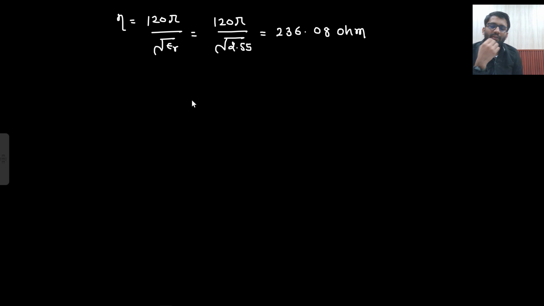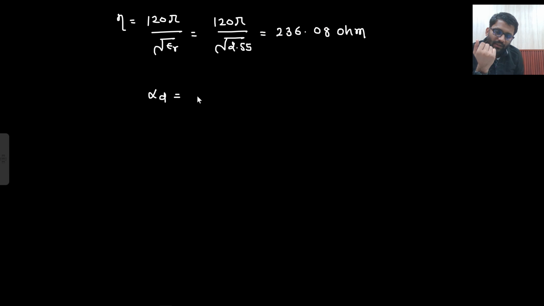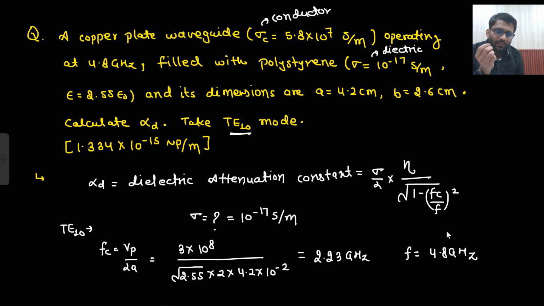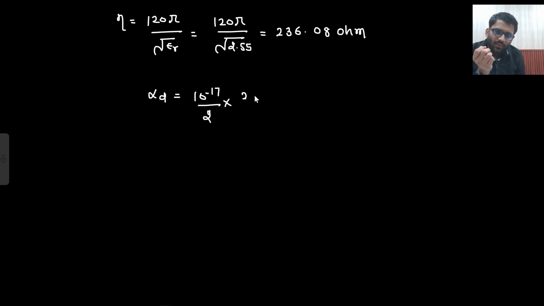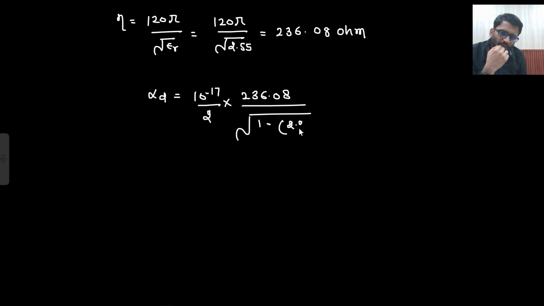Okay, so what I need to find now, I have all the values. So alpha d would be sigma. What is the value of sigma? 10 to the power minus 17, divided by 2 into eta, which is 236.08, divided by under root 1 minus fc, which is 2.23, divided by f, that is 4.8 whole square. This is the answer we will get.